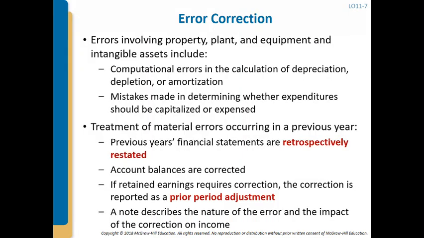Error corrections involving property, plant, and equipment and intangible assets include computational errors in the calculation of depreciation, depletion, or amortization. It also occurs when determining whether expenditures should be capitalized or expensed.